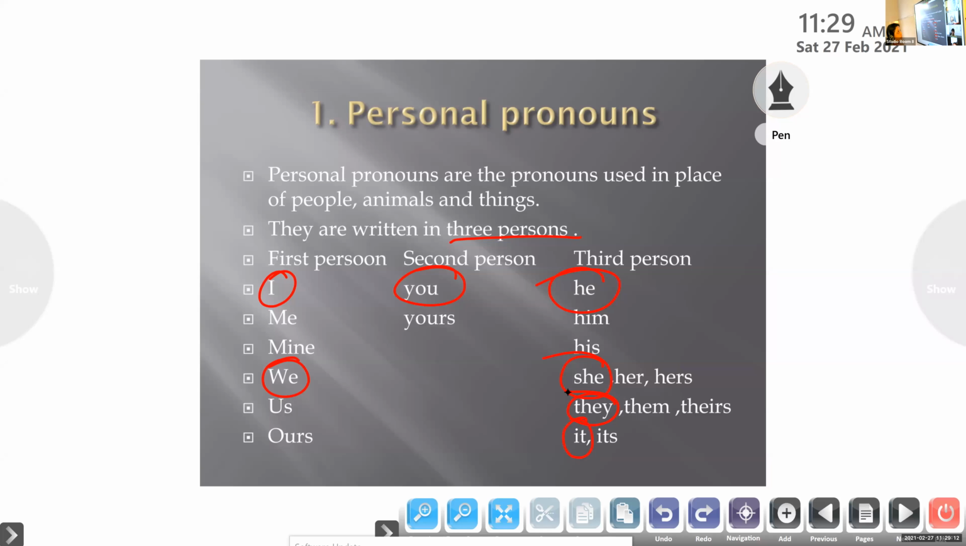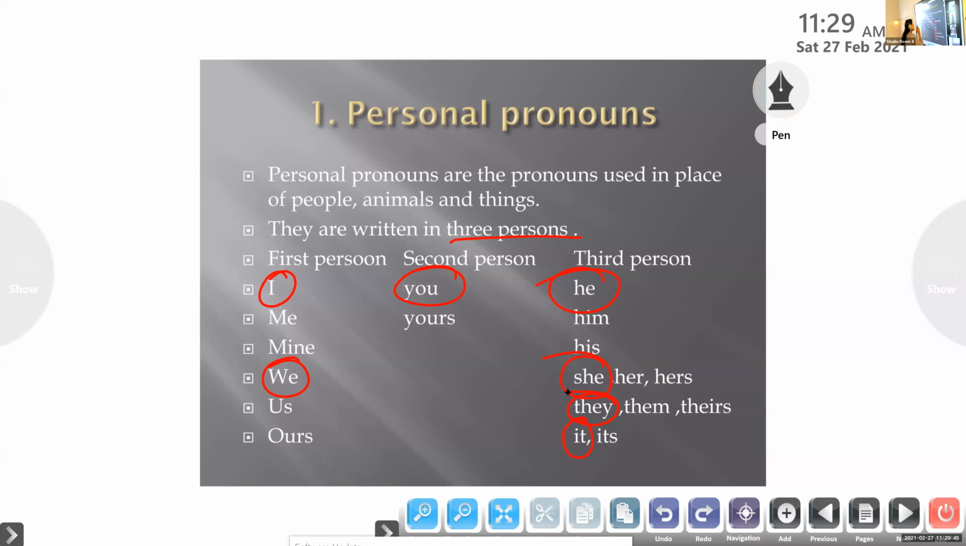Who is the speaker is the first person. To whom it is spoken is the second person. About whom we are speaking is the third person. Clear to all of you? Okay, so the first person is I, we. Repeat it. I, we is the first person. The second person is you. The third person is he, she, they and it.